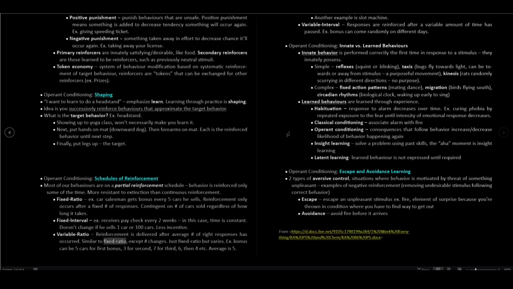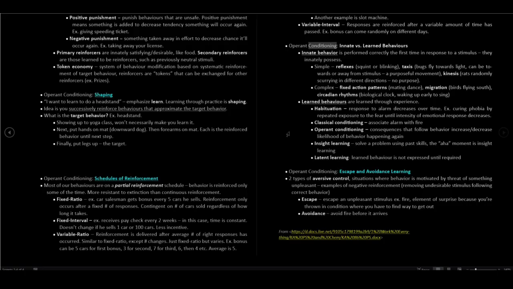Similar to fixed ratio, except the number changes. Just fixed ratio but it varies. For example, the bonus can be at 5 cars for the first bonus, 3 for the second, 7 for the third, 6, and so on. The average is 5. Another example is a slot machine. Variable interval: responses are reinforced after a variable amount of time has passed. For example, a bonus can come randomly on different days.